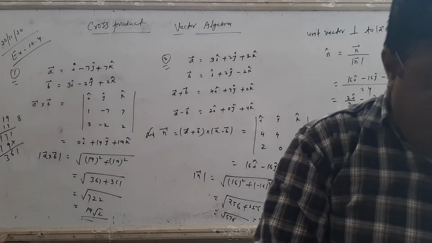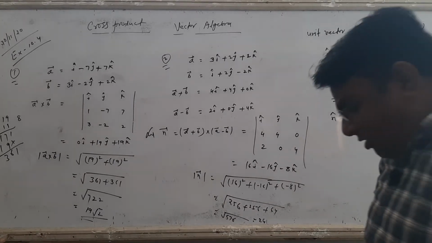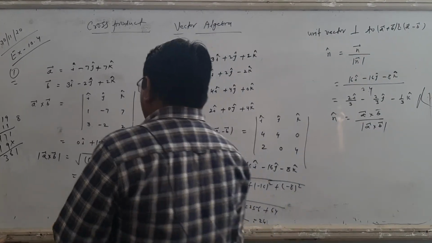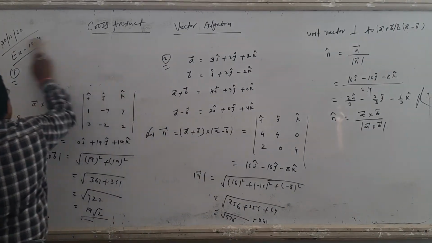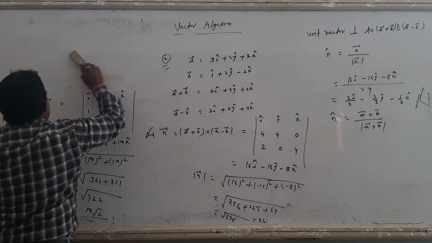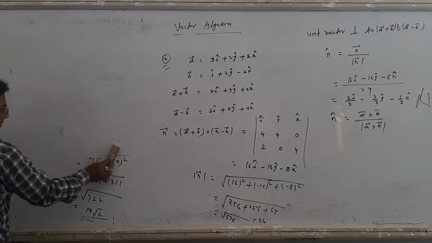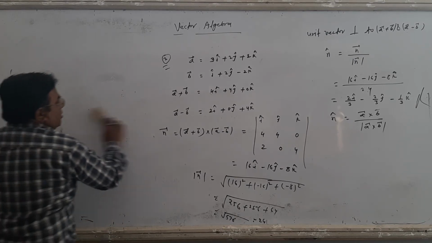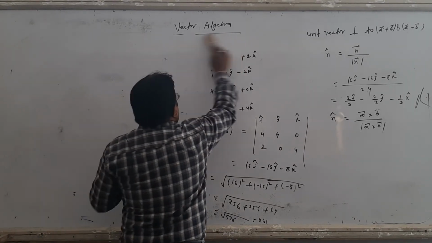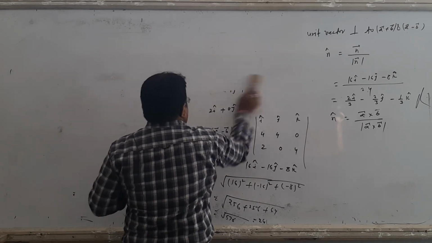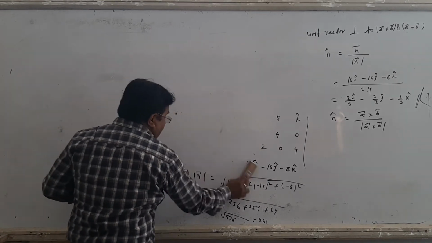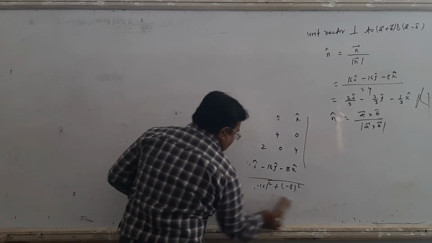Now question number 3rd. Find a unit vector A. This question number 3rd is again important. Cross product is very simple. First thing is a new formula. What is A cross B? That is magnitude of A, magnitude of B, sin theta, n cap.